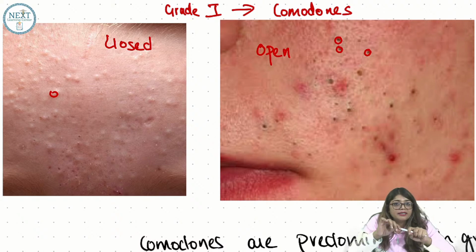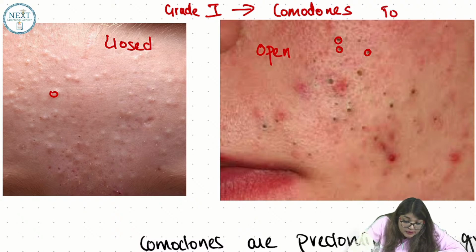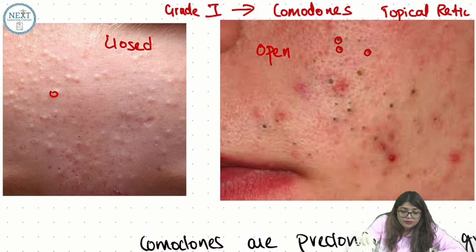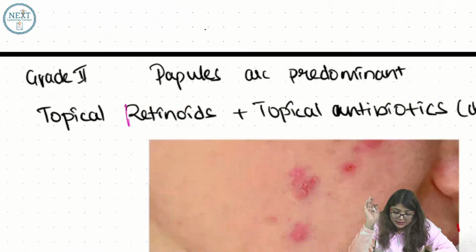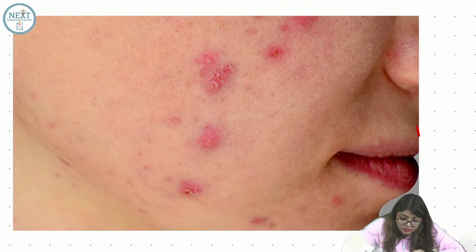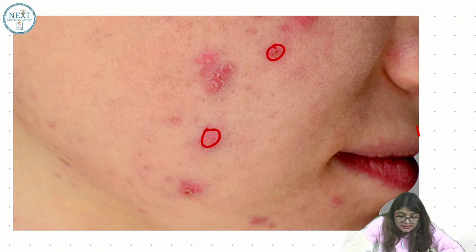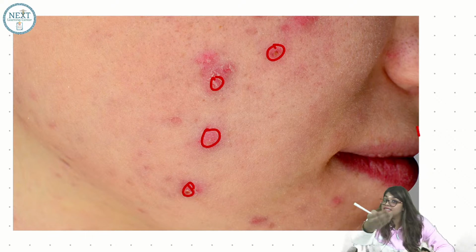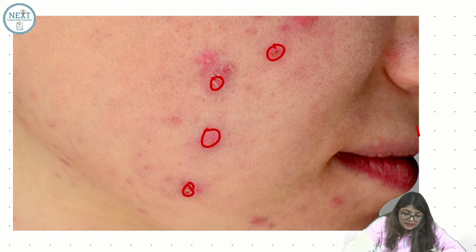So what is the treatment? It is topical retinoids, like adapalene. Then again, what are these? This is grade 2 acne, and can you see lesions which are less than 1 centimeter and raised? I just told you, which lesions are these? Raised lesions. They are papules.